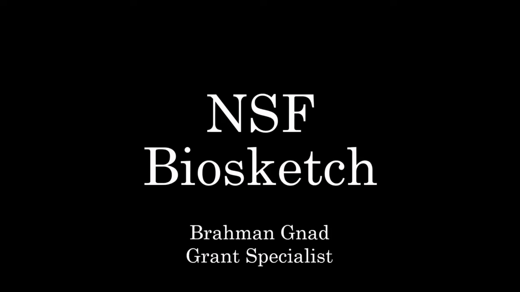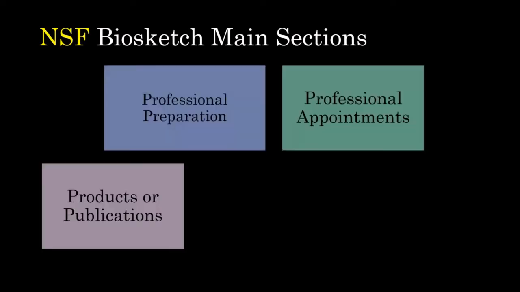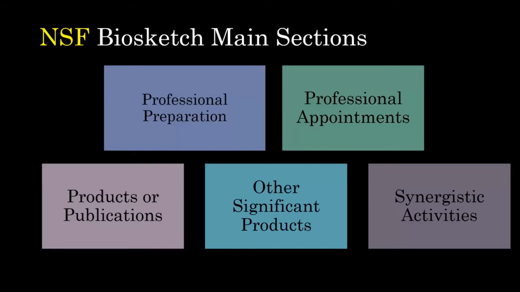So to get started, NSF Biosketches are required for senior key personnel on NSF submissions. They're comprised of 5 main sections. We have the professional preparation, which is the senior key members' education. We have their professional appointments, which is their career track. Products or publications, other significant products, and the synergistic activities, all of which can show and demonstrate productivity and background and significance that they can bring in completing the scope of work of the award, something that NSF reviewers are looking at the biosketch to ascertain.